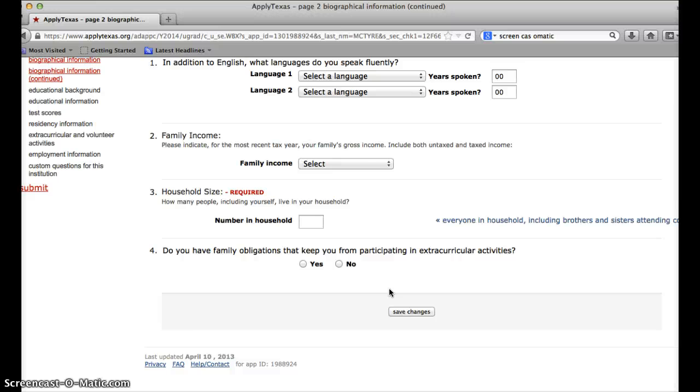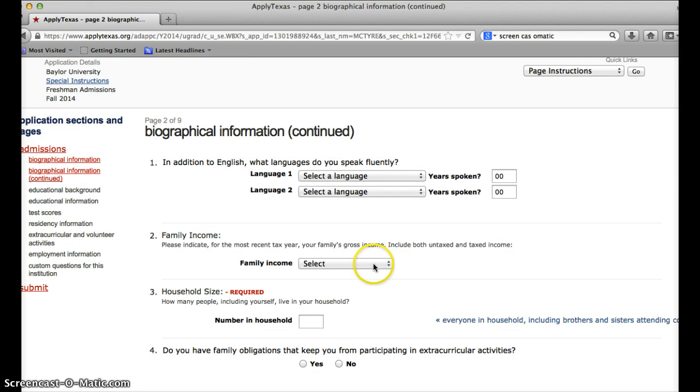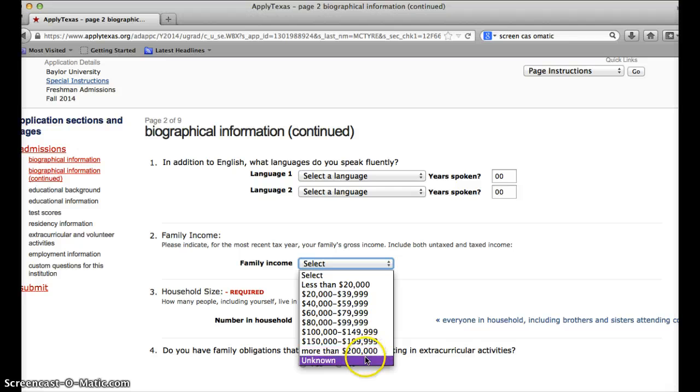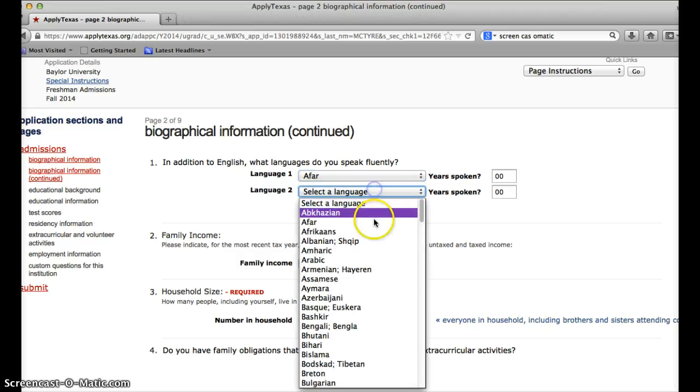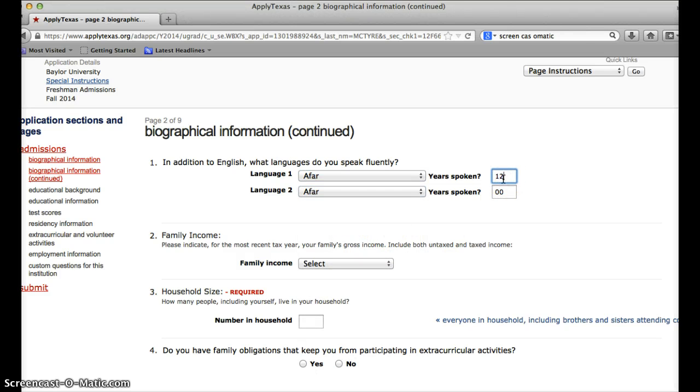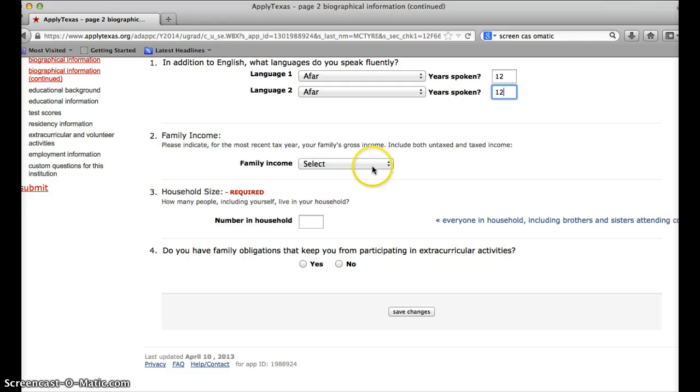Here you answer your languages, your family income, and if you don't know any of this, feel free to put unknown. This information is for statistics and does not affect whether you will be admitted into the university or not. So go ahead and put languages that you speak and your income. If you know it, go ahead and put it. Number of people in your household. And this question right here just simply asks if you are unable to participate in extracurricular activities due to having to work and help take care of your family.